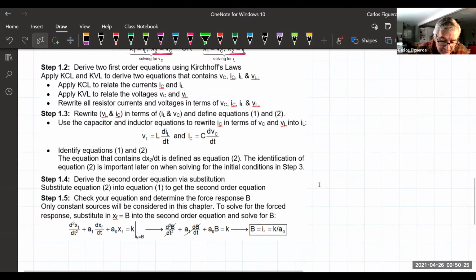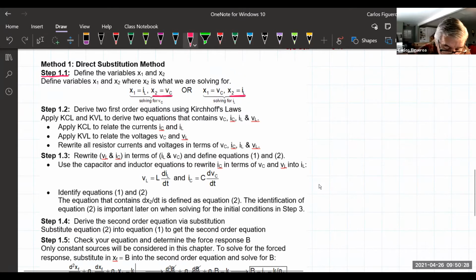Now what you're going to do here is that I need to derive two first-order equations using Kirchhoff's laws. So I'm going to apply KCL and KVL, where KCL is going to relate two currents, the current of the cap and the current of the inductor. And then I'm going to use KVL to relate the voltage of the cap and the voltage of the inductor. Then a very important step here is that I need to rewrite all resistor currents and voltages in terms of these four variables: VC, IL, VL, and IC. Okay.